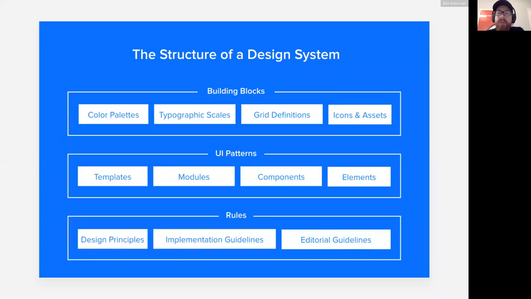MailChimp famously built a great set of editorial guidelines defining the language that they use in communication to their customers, and that's part of their design systems. And then design principles, which I'm pushing for, but plenty of companies do not use them at all in their design systems. So this fundamental structure of a design system really helped us think about the task of building a design system and making it part of our overall design process.